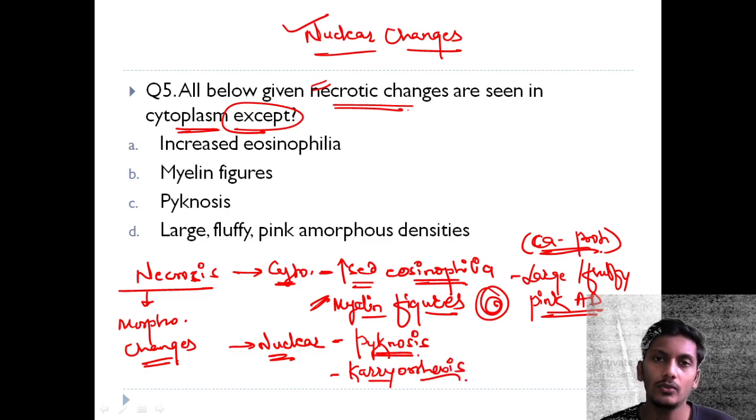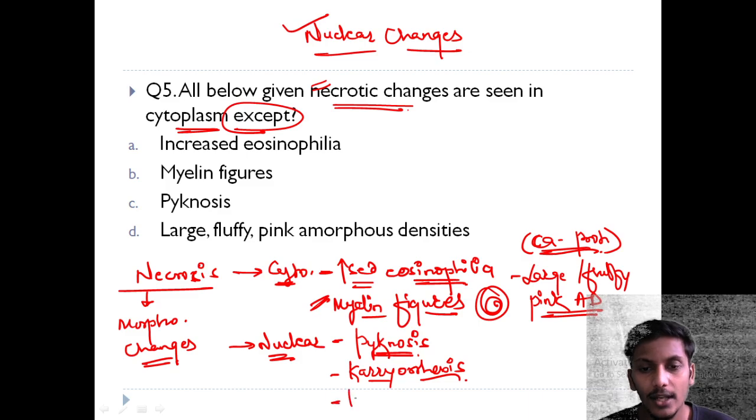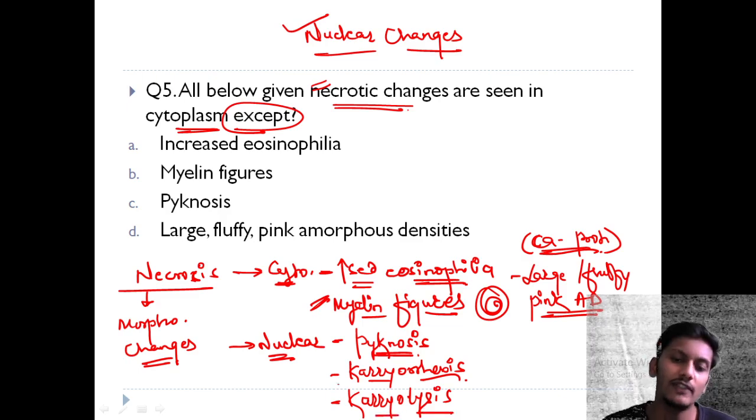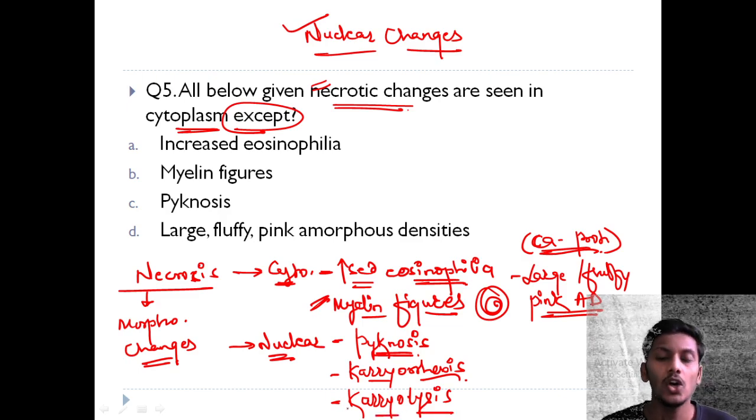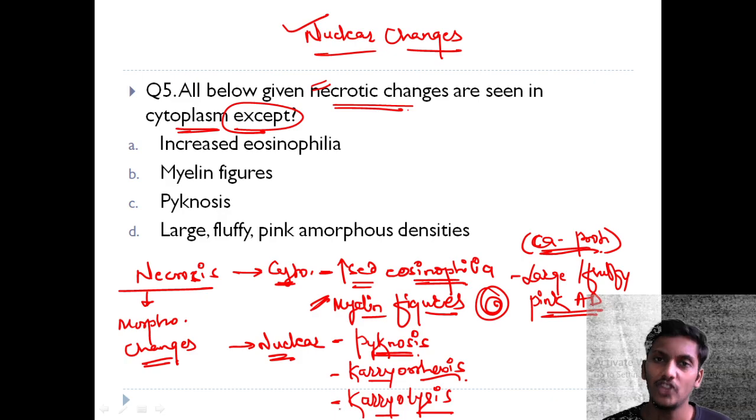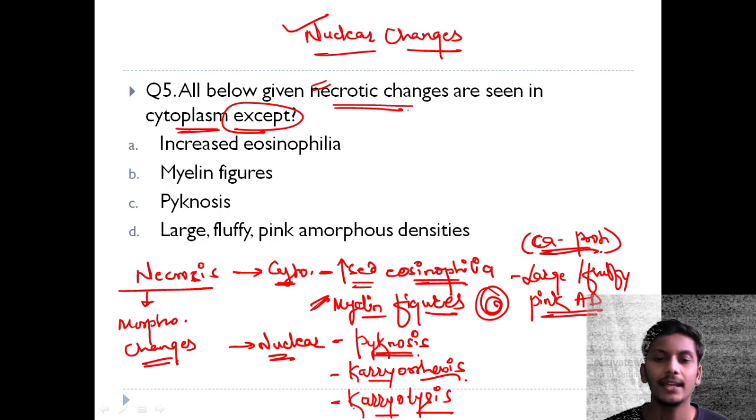Fragmentation of the nucleus is known as karyorrhexis. Finally, what happens? This fragmented nucleus leads to dissolution. There is dissolution of this fragmented nucleus, which is known as karyolysis. So the three nuclear changes seen in cases of necrosis are: first pycnosis, second karyorrhexis, and third karyolysis.